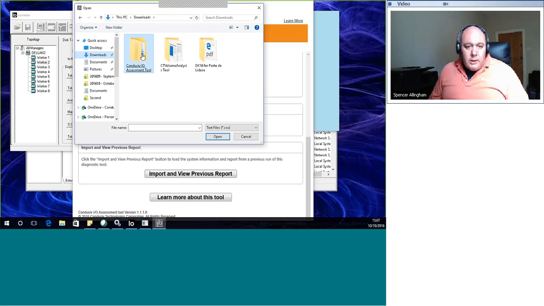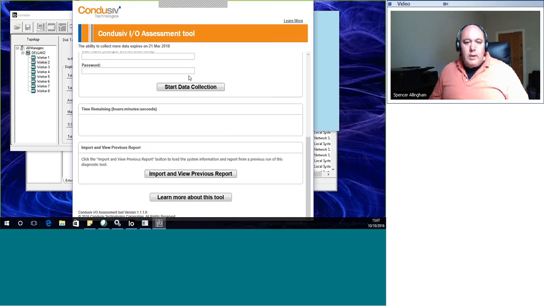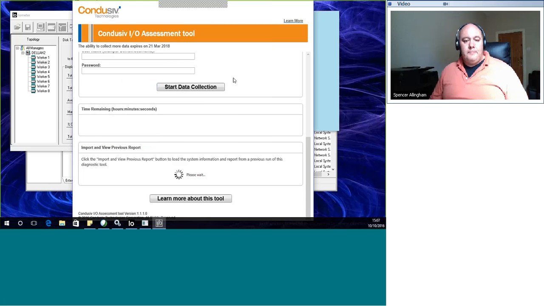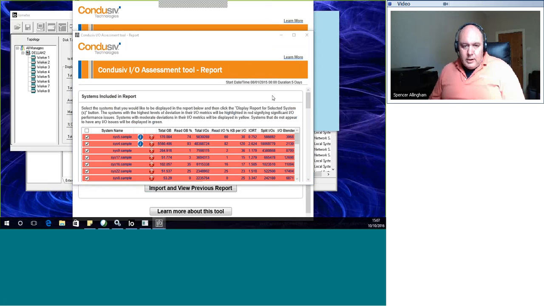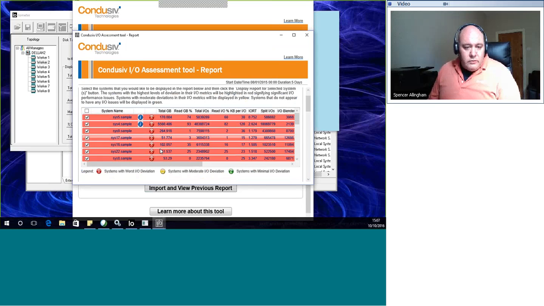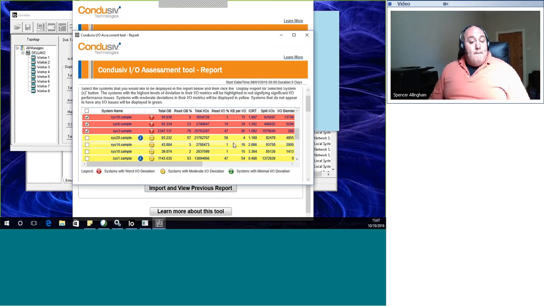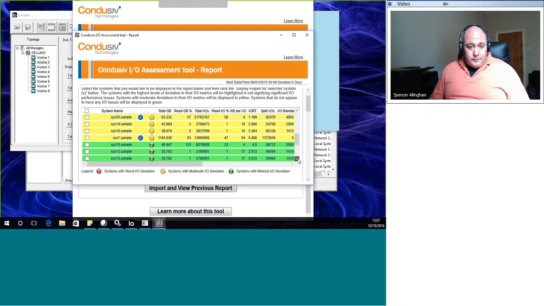I'll use the data that comes with it as an example. Here we go. I'll just take a moment to analyze the figures, and then it'll display the report. Okay, so the first thing you can see is the servers that are measured are color-coded. So they're color-coded red, yellow, or green. And this is depending on whether these systems are being critically impacted by storage performance issues, moderately impacted, or whether actually they're running just fine.